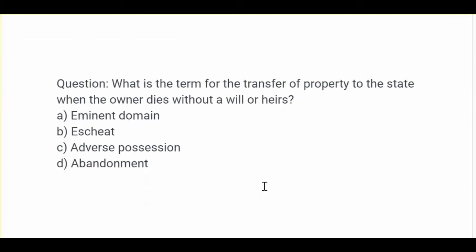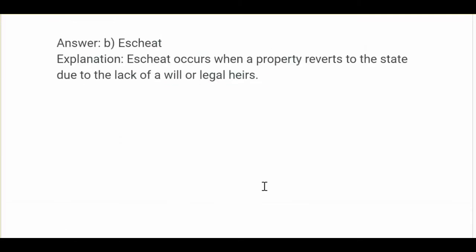What is the term for the transfer of property to the state when the owner dies without a will or heirs? A, eminent domain. B, escheat. C, adverse possession. D, abandonment. B, escheat. Escheat occurs when the property reverts to the state due to the lack of a will or legal heirs.